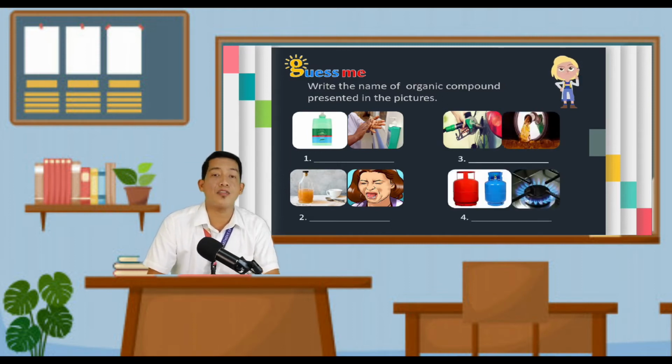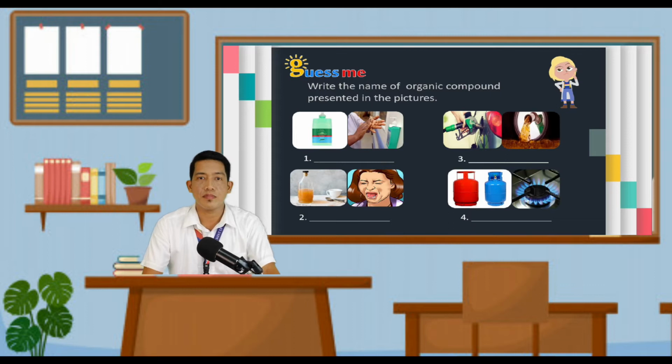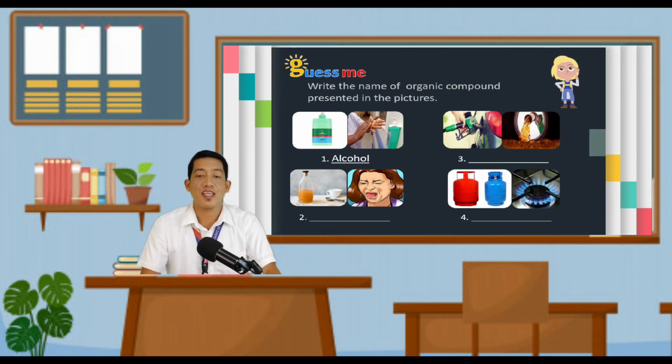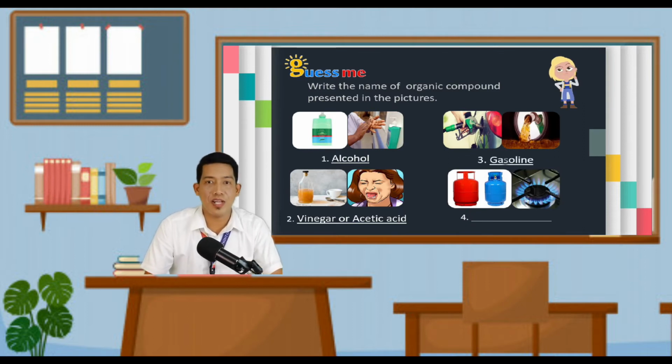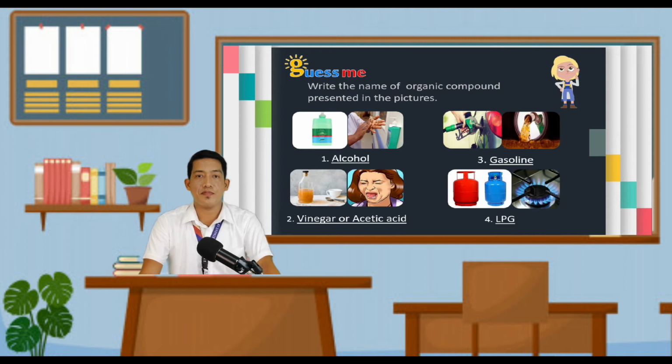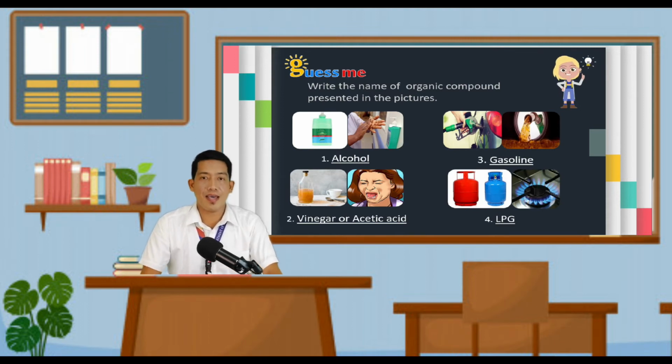Okay, we will have to find out the answer of those sets of pictures. 1. We have alcohol. Right. Second, vinegar or acetic acid. Correct. But the third one, gasoline. Very good. And the last one, LPG. You get it. Yes, excellent. You got it right.